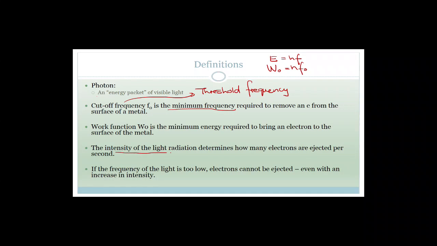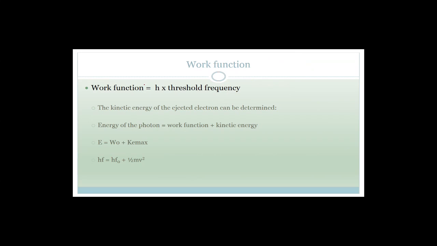The intensity of the light determines how many electrons are ejected per second. And obviously, if the frequency is too low, there will be no electrons ejected, even with an increase in intensity. We've covered that. So now, the work function, like I said, is equal to h, which is Planck's constant, times the threshold frequency. Now, I don't know what happened here. E is equal to W0 plus K max. Okay, sorry, I don't know what happened there.